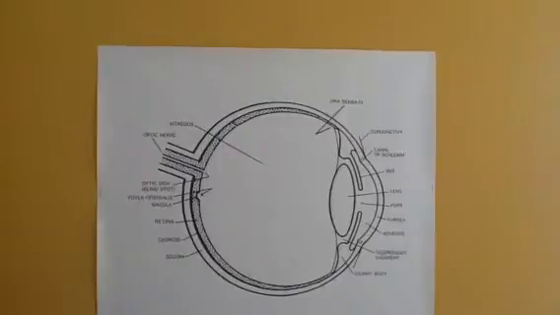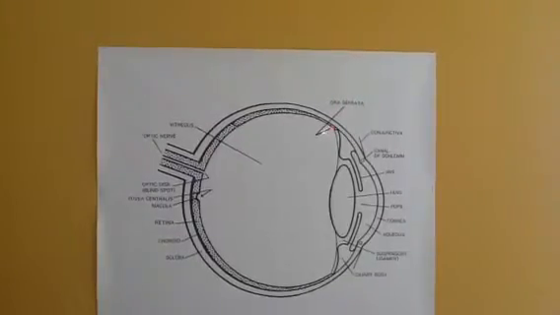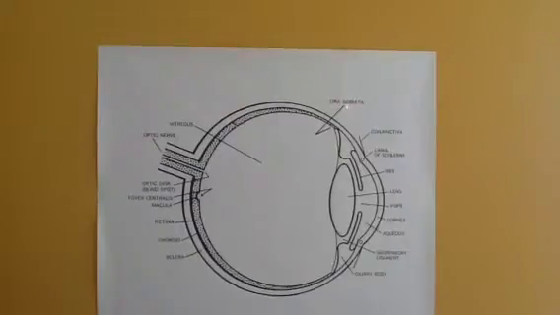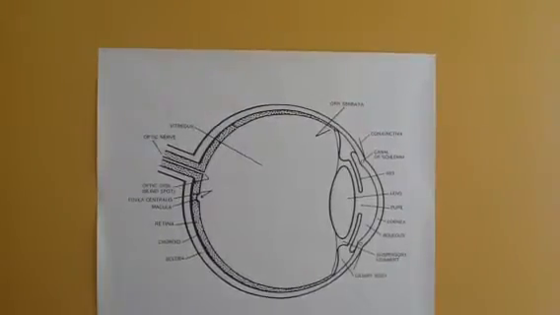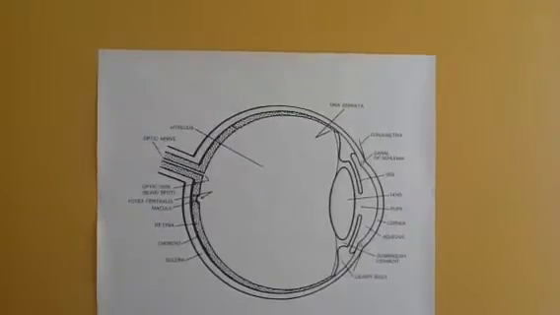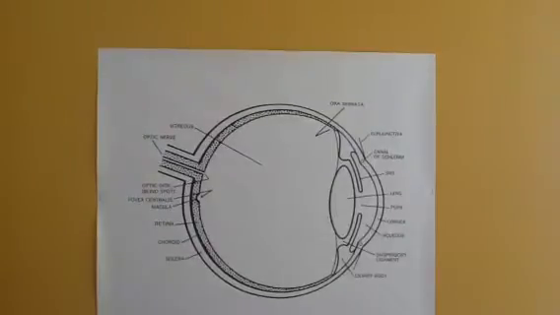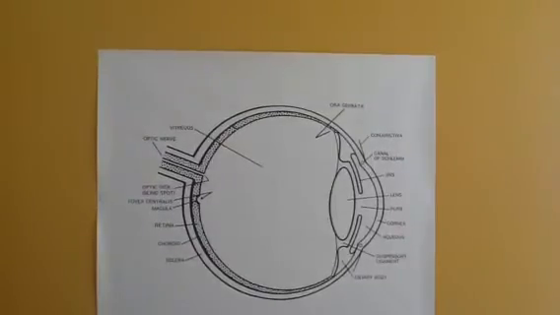The ora serrata is the junction between the retina and the ciliary body. It is the area where the retina transitions from a non-photosensitive area to a multi-layered photosensitive region. One of the main functions of the ora serrata is to secrete the aqueous humor to provide nutrients to the internal structures of the eye.